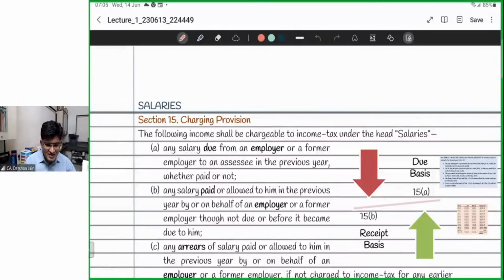And then, it's not that simple. It is, in fact, very complex because there are a lot of rules that govern salary. Two, there are a lot of exemptions. So while we were dealing with exemptions, we did not take into account those items of exemption which were governed under the head of salary. So that is something we'll discuss as the lecture progresses.